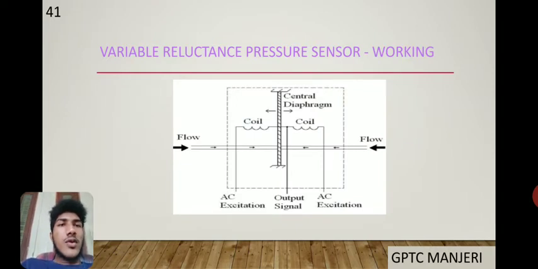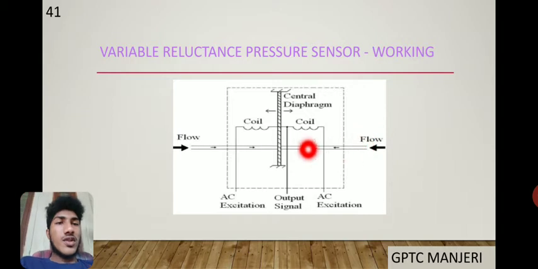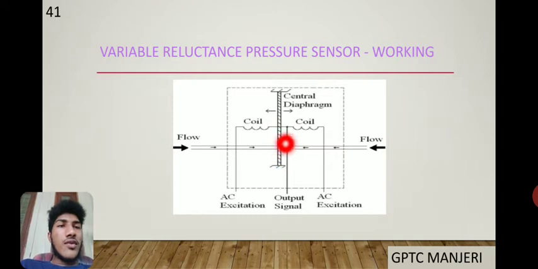This is the working diagram of the variable reluctance pressure sensor. The pressurized fluid flows through these pipe lanes. The pressure acts on the central diaphragm. There is a magnetic field. The deflection of the diaphragm changes the magnetic field oscillation, and this varies the voltage or current in the output. So this sends an electrical signal to the microcontroller.